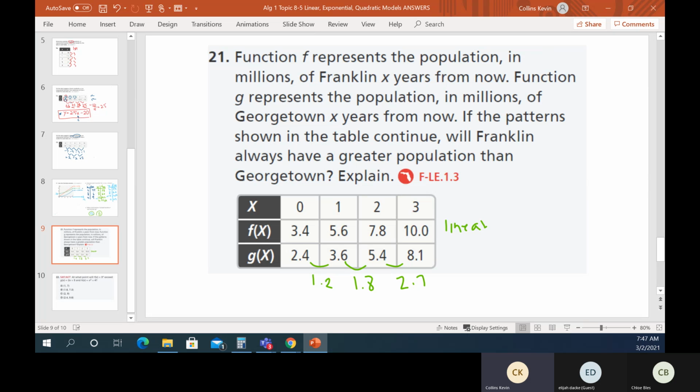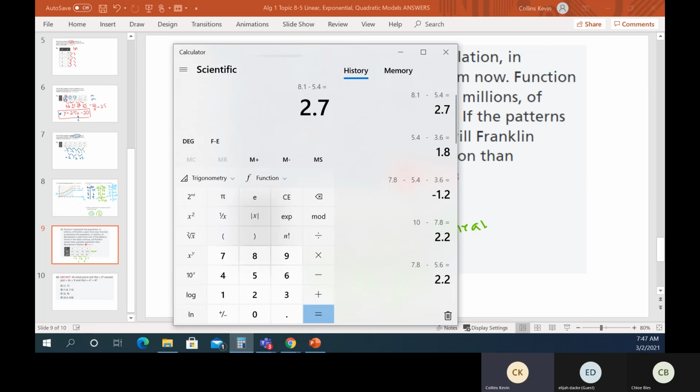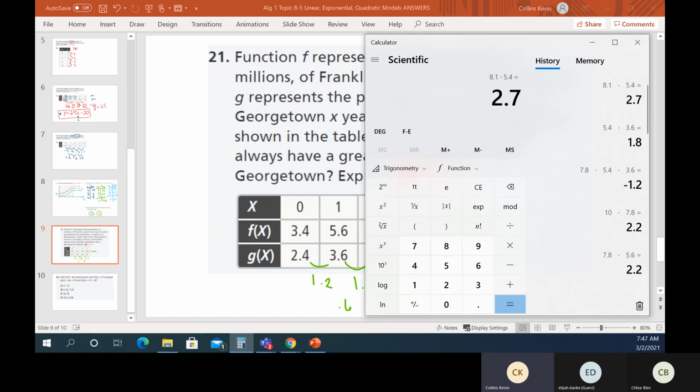So let's see if the second differences work. So this would be 0.6, this would be 0.9. So it's not quadratic either. So it might be exponential. The way we do that is we go ahead and say, okay, we've got, let's get over here so you can see the numbers. We're going to take the 3.6 and divide by 2.4. So we go 3.6 and then divide it by 2.4. So that's going to be 1.5.